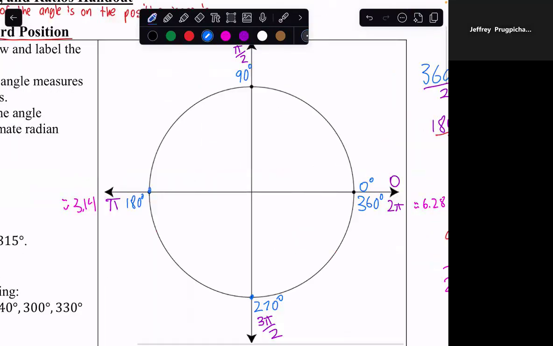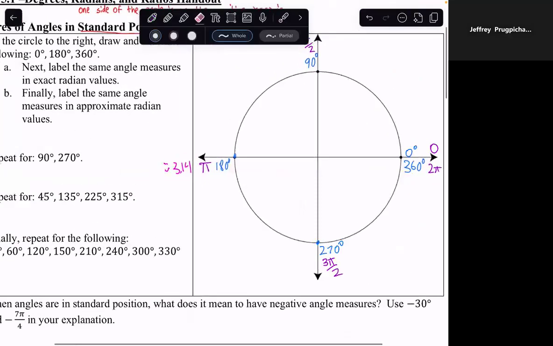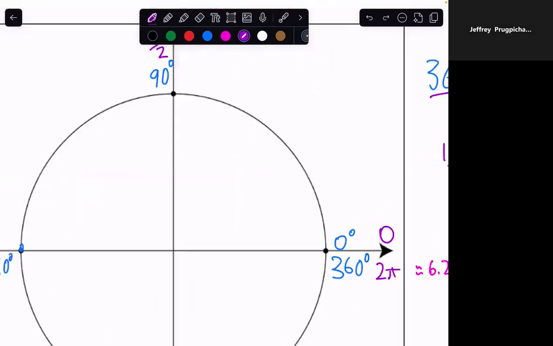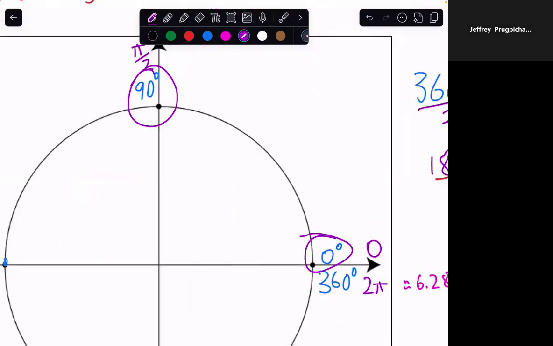Okay, and again, what this actually means is the reason this point is labeled 270 degrees is the angle formed by the positive x-axis and the line hitting that point. This big angle would be 270 degrees. Okay, next up, 45 degrees. You might recognize 45 degrees is 90 degrees divided by 2. Exactly halfway between 0 degrees and 90 degrees is going to be 45 degrees.